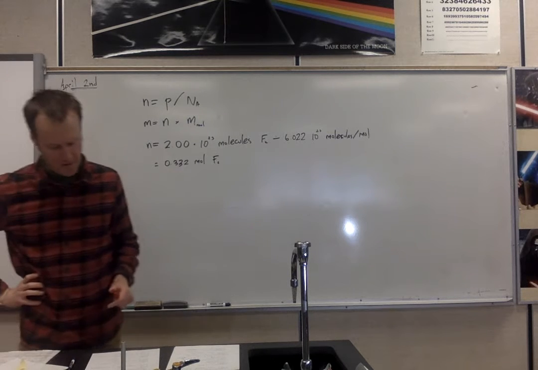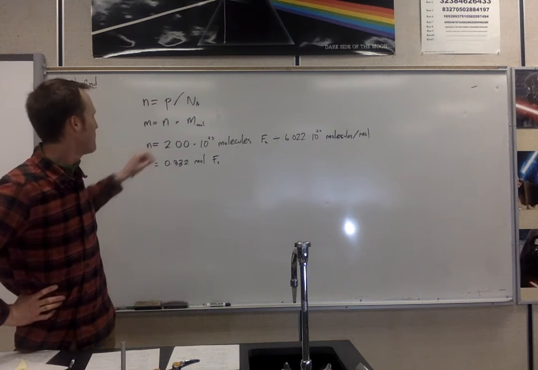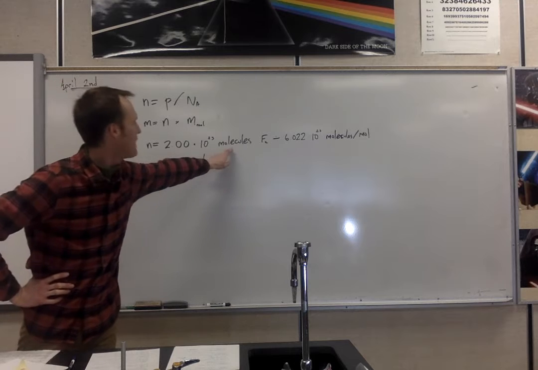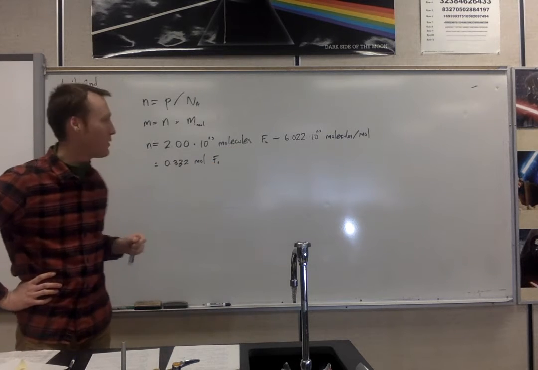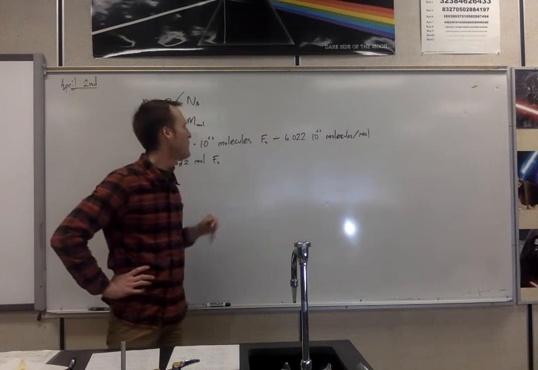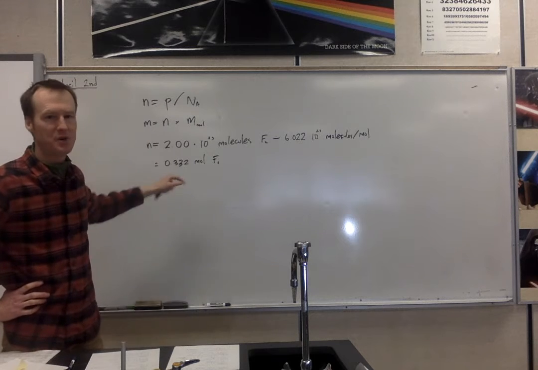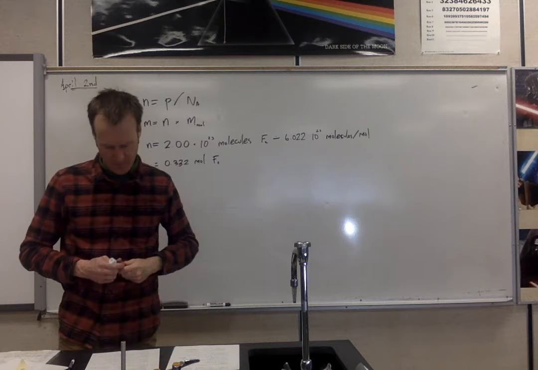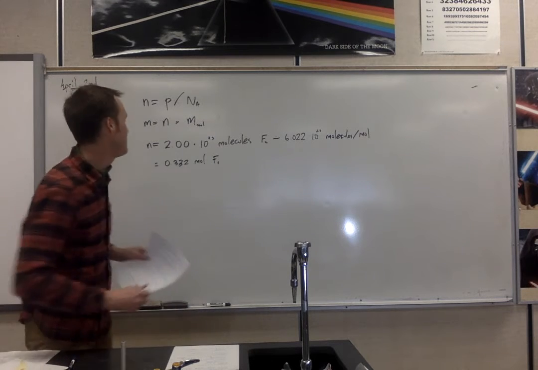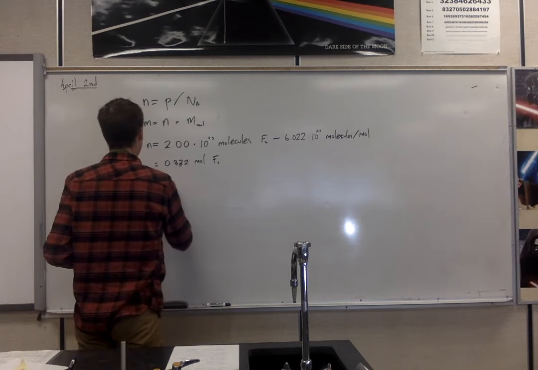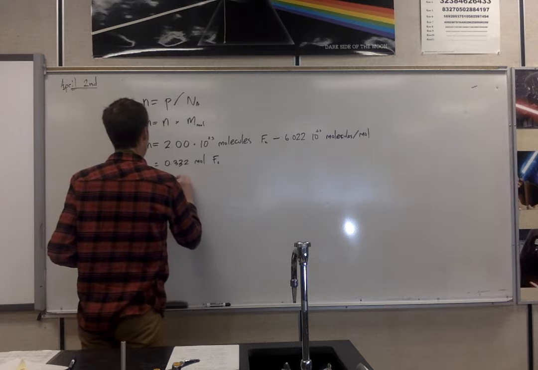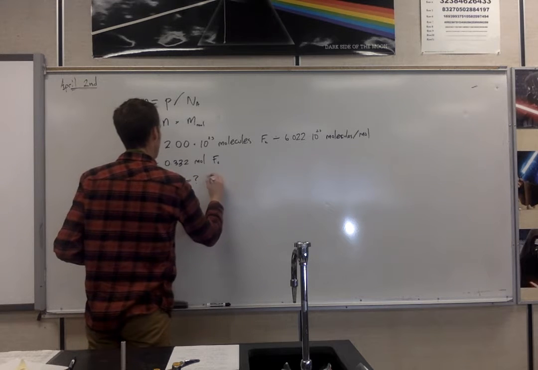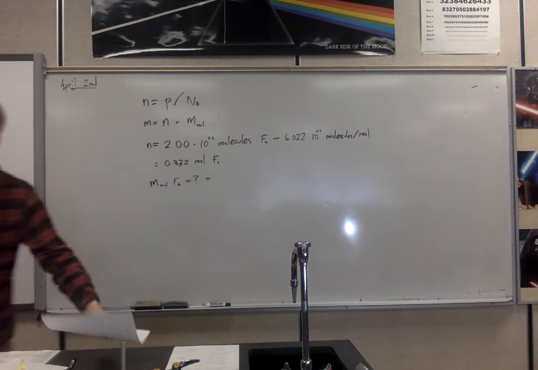Here's where we're at so far. Number of moles is that number of particles of fluorine gas, molecules of fluorine gas, divided by Avogadro's number. I get 0.332 moles of fluorine gas. Now we need the molar mass of fluorine gas. What is it?